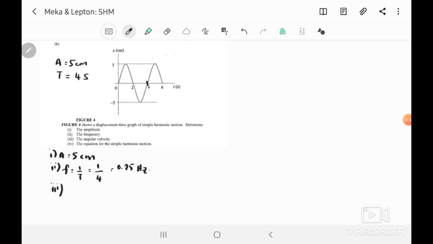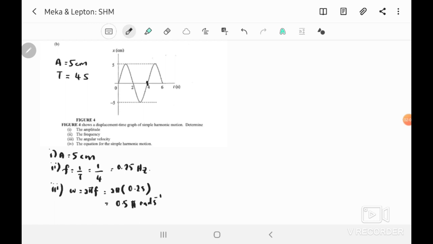Number 3, dia nak angular velocity. Omega equal to 2 pi f, f dah ada, so 2 pi times with 0.25. So sini kita dapat 0.5 pi radian per second. Okay, one more.